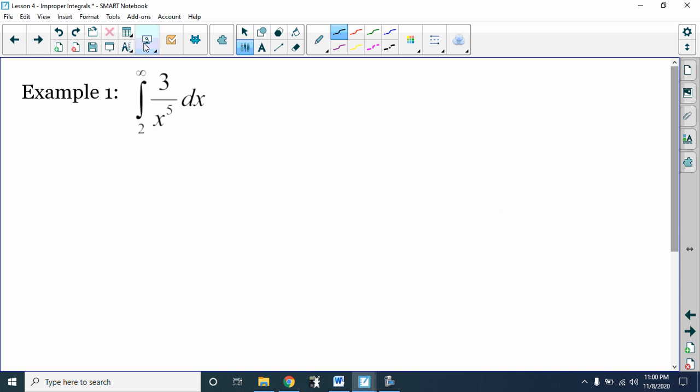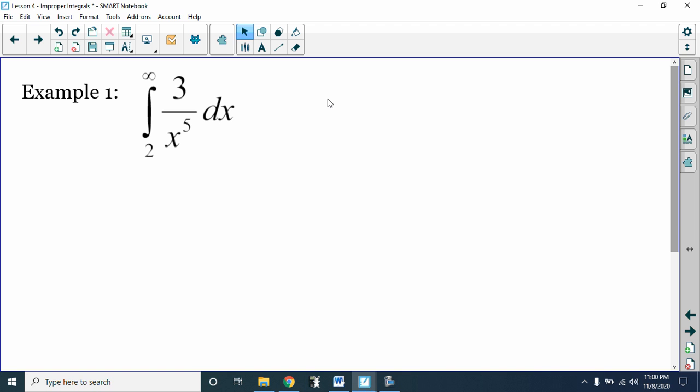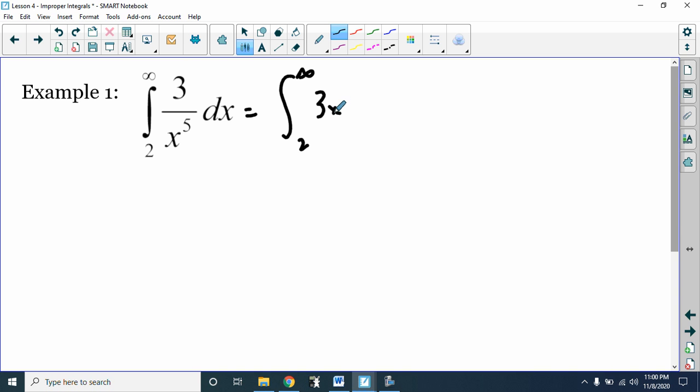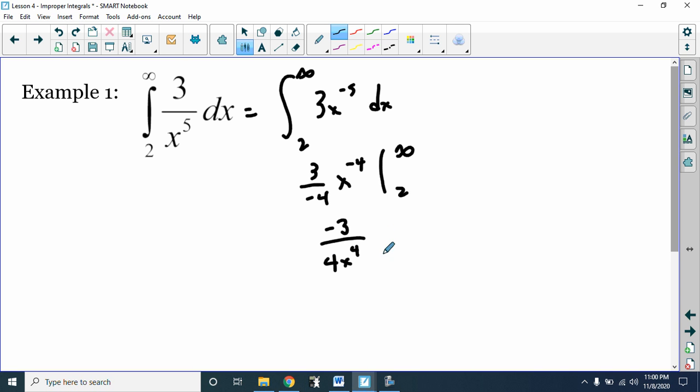All right, let's take a look at one here. So this asks us to evaluate the integral from 2 to infinity of 3 over x to the 5th dx. So 2 to infinity, 3x to the negative 5th. Add 1 to the exponent. Divide by that same thing. So we have negative 3 over 4x to the 4th.